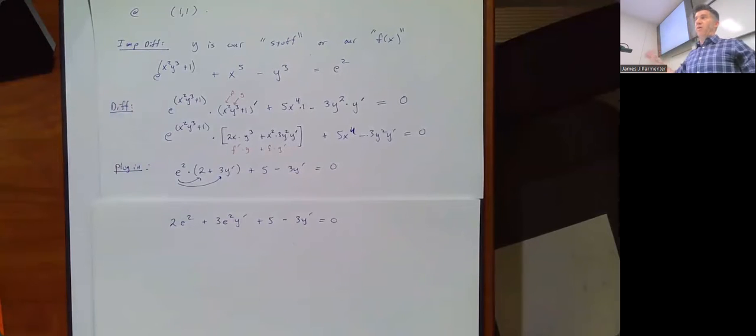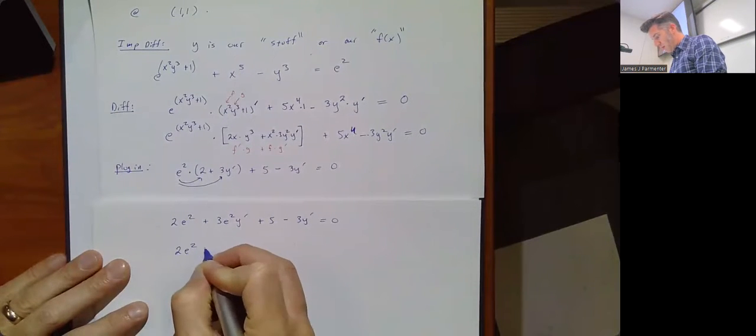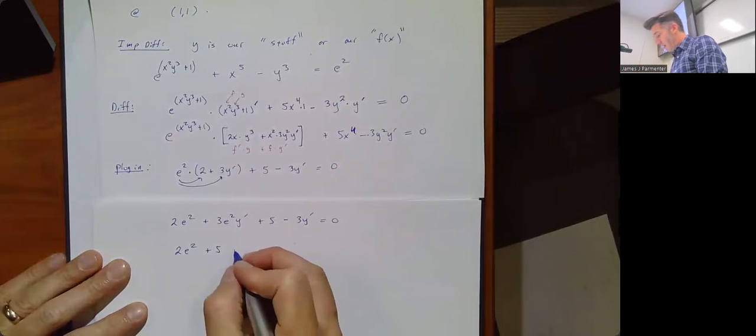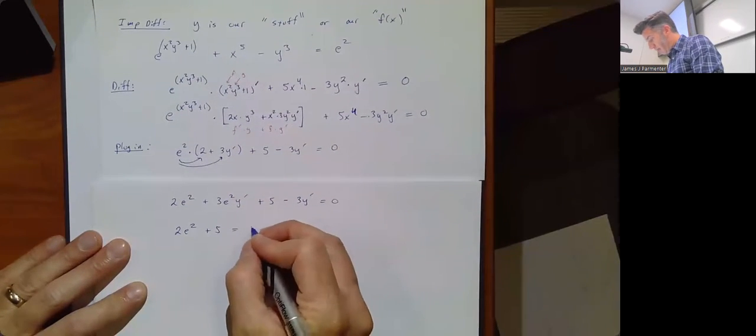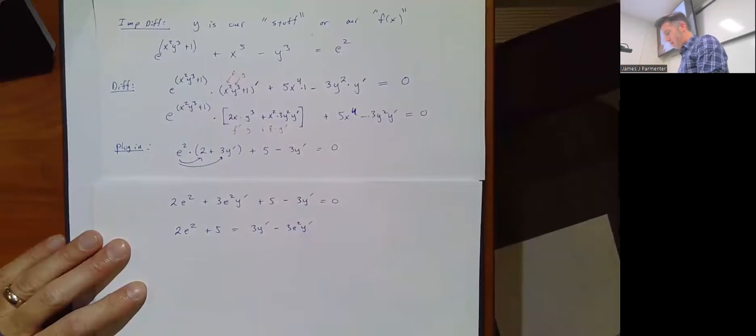And then we need to collect all the y primes on one side, all the not y primes on the other side. It doesn't really matter which side you choose. I'm going to bring the y primes to the right instead of the other things to the right. Either way is fine. So I'm going to get 2e squared plus 5 left on the left, and positive 3y prime minus 3e squared y prime on the right.